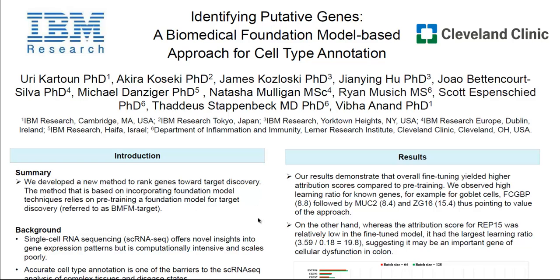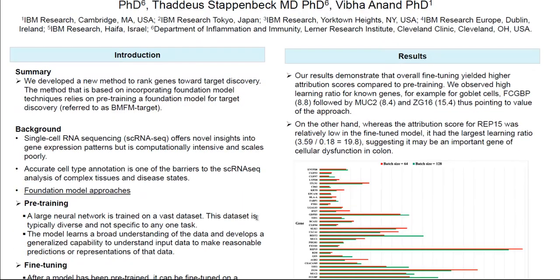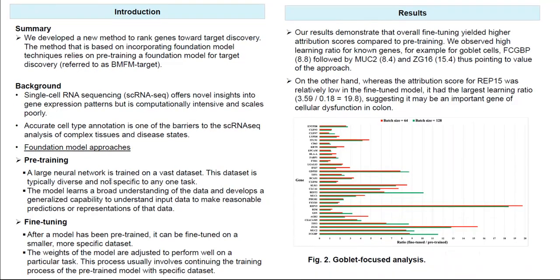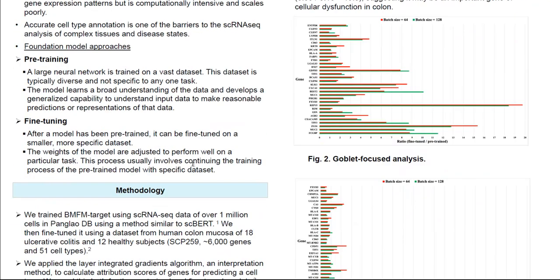We developed a new method to rank genes, combining two types of methodologies. One of them is called pre-training, and one of them is called fine-tuning. We are focused here on single-cell RNA sequencing for target discovery.